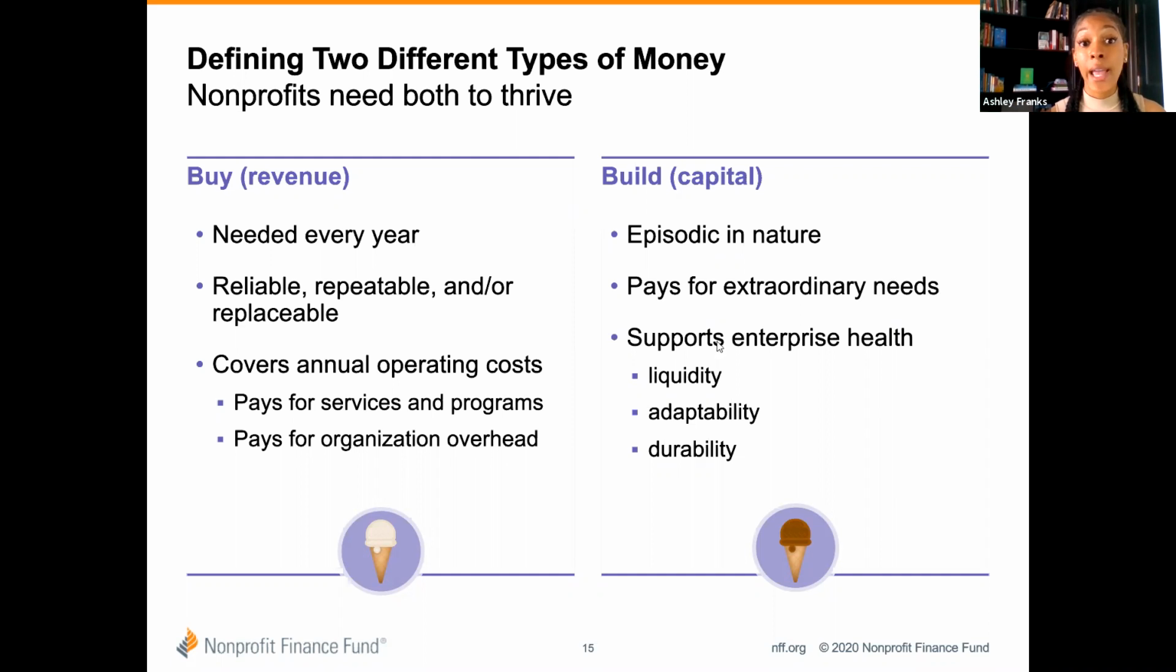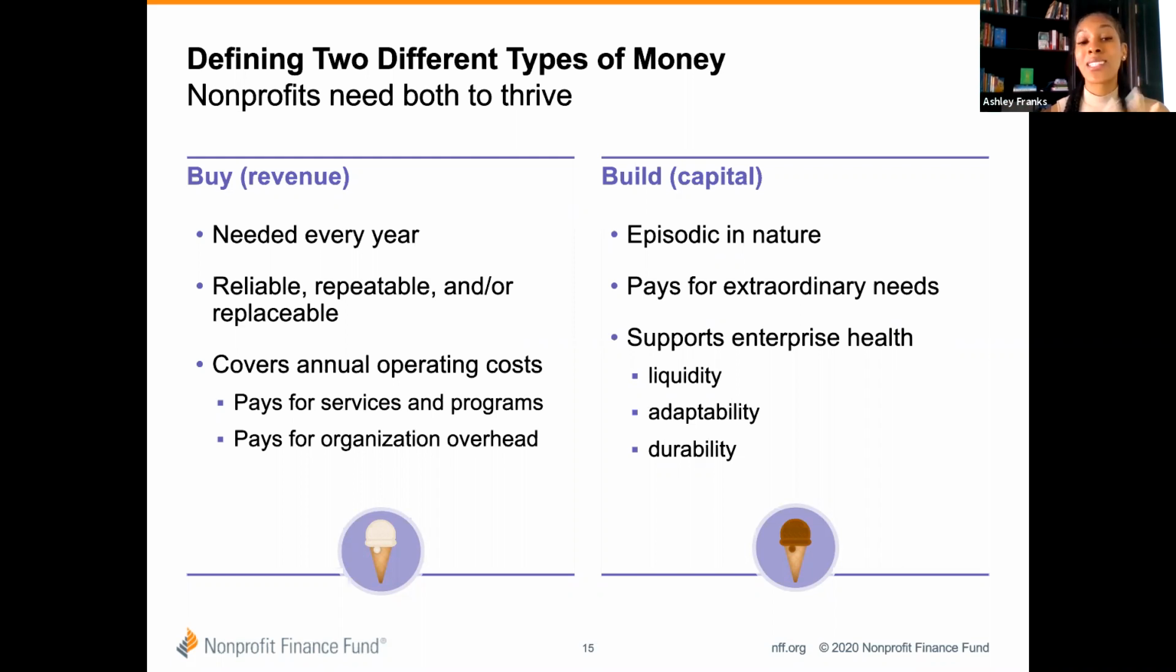Build dollars here on the right are different. They pay for extraordinary needs and are episodic in nature. Build dollars are not intended to replace repeatable and reliable forms of revenue. Build dollars can serve many purposes, but like I just mentioned, we most often see them used to invest in some sort of change for an organization and not in what the organization is already doing. And so that may mean investing in an organization doing more, doing less, or just operating more efficiently.